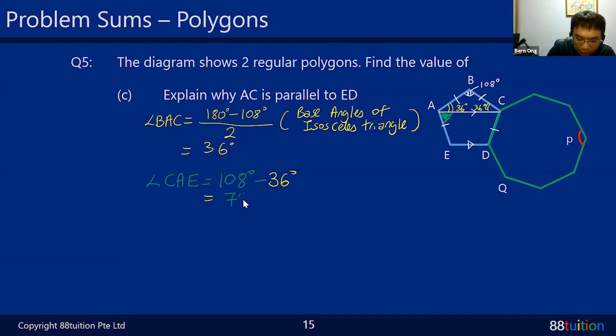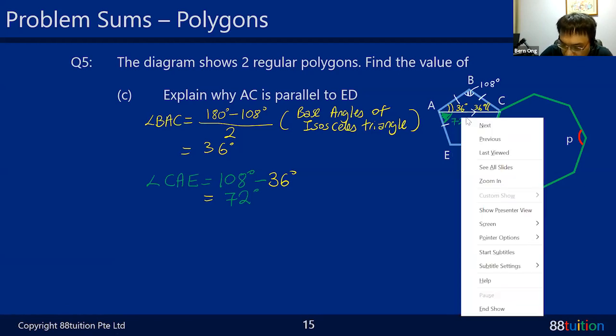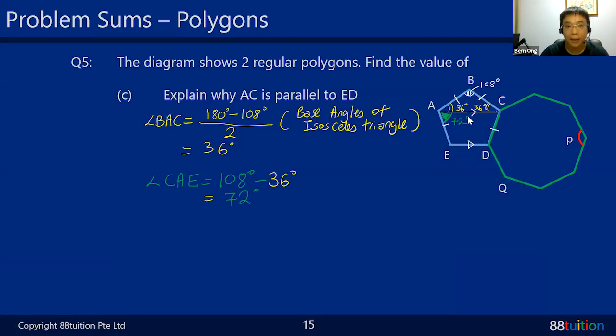What is the reasoning? Don't have, just leave it. So this is 72. Okay, this is 72. Can you see? And remember one thing. Remember all my interior angles of a pentagon. All the corners here are 108, right? This is also 108, right? Can you see something? 72 plus 108.